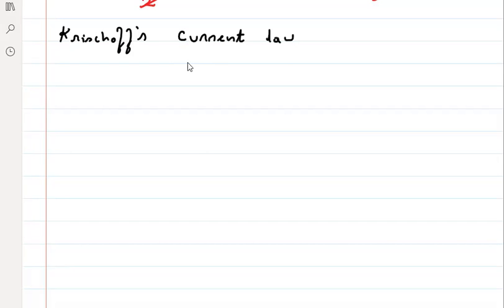Now, there are some laws which we have to study, both in current and heat. It is called Kirchhoff's current law. We will be using this in both this chapter as well as in electric current. Current law, or basically it is Kirchhoff junction law. Current law or junction law.